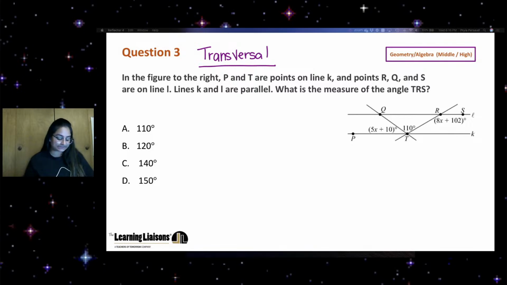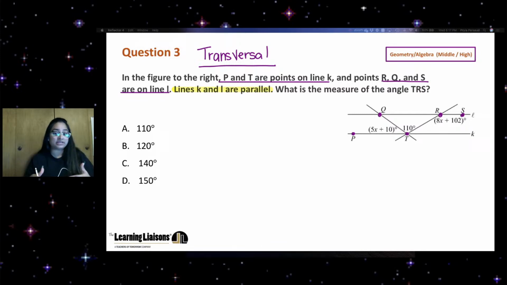What does it tell us? It tells us in the figure to the right, kind of like right bottom, that P and T are points on line K. All right, we can totally see that. Here's P, here's T, and they're on line K. Done. Then they tell us that points R, Q, and S are on line L. Well, we have Q, we have R, we have S. They're all on line L, which checks out. Perfect. Okay, now they tell us that lines K and L are parallel. That is the key to help us understand what's going on. If those lines are parallel, which they are, they have to tell you that they're parallel. Now that we know that they're parallel, they are cut by a line.